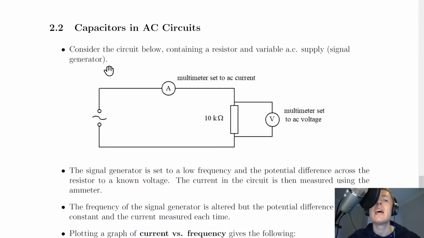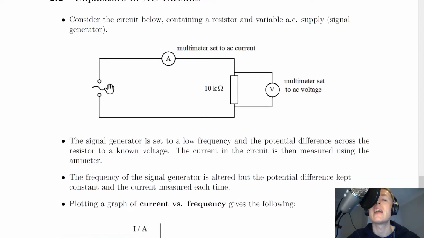of circuit later on. First of all though, it says to consider the circuit below containing a resistor and a variable AC supply, i.e. a signal generator. So here we've got our signal generator, our AC supply, we've got an ammeter in series with a 10 kilohm resistor. And then we've got a voltmeter in parallel with the resistor to get the voltage across it.